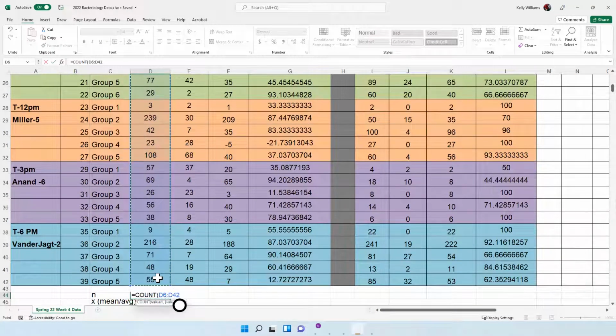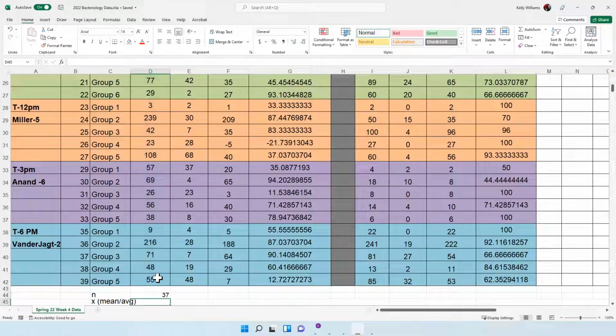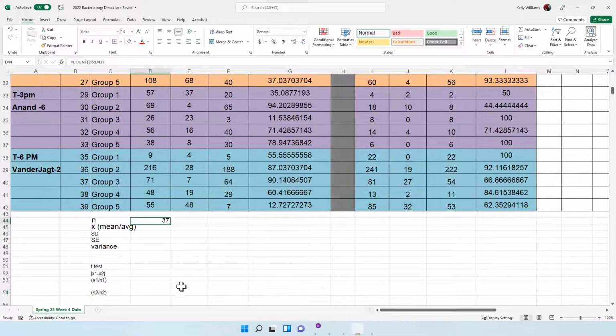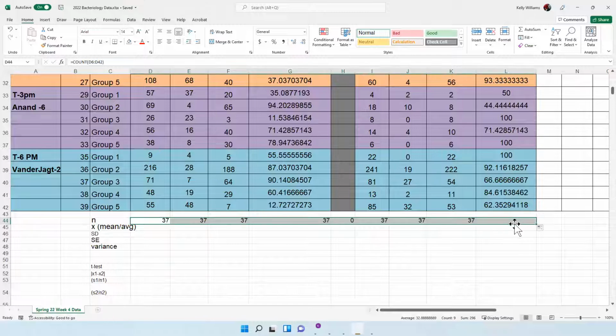Okay, highlight it, close the parentheses, press enter. So you can see our N was 37. To give you an idea, if you're not super familiar with Excel, we can do this for every column. We can enter in this formula, or you can just drag this here, wait until you have this little plus sign, and then drag it all the way over. And then you will get the calculation for each one of these.